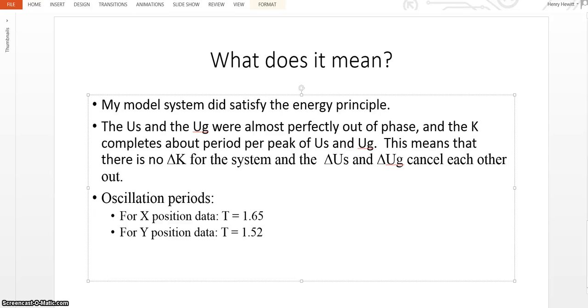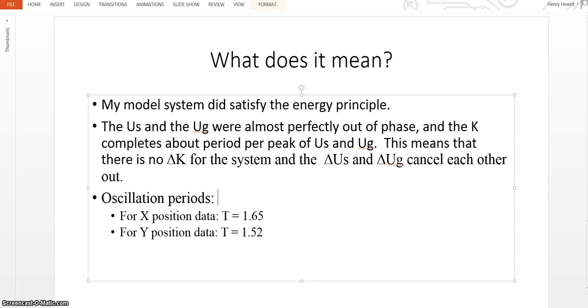To answer the "what does it mean" question, my model did satisfy the energy principle. The spring potential energy and the gravitational potential energy were almost perfectly out of phase, and the kinetic energy completes about 1 period per peak of these. This means that there's no change in kinetic energy for the system, and the other energies cancel each other out. The periods for the data are slightly off, which could be the result of errors in measuring the data from tracker.